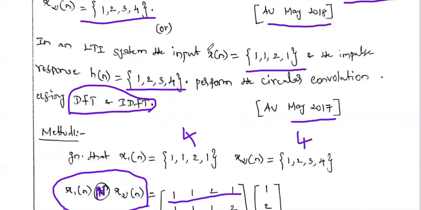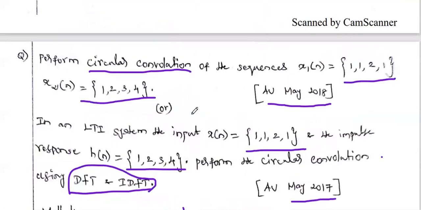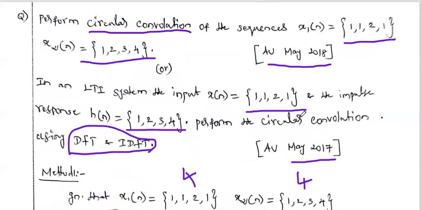First we have to obtain capital X of k, the 8-point DFT. Then for the second sequence we have to obtain another 8-point DFT. Then the two DFTs we have to multiply. Then for that answer we have to take the inverse, and that is the answer for the circular convolution. So this is an important question. This part is asked 2-3 times, so you study this problem.